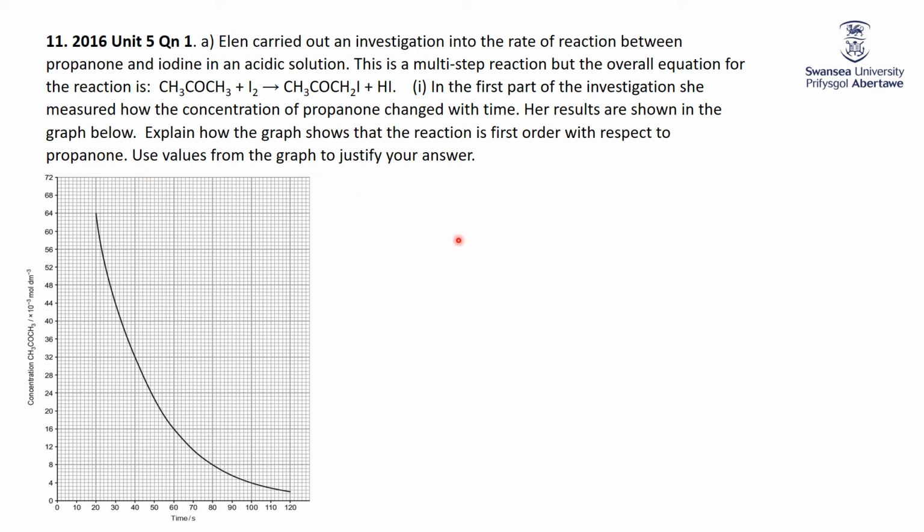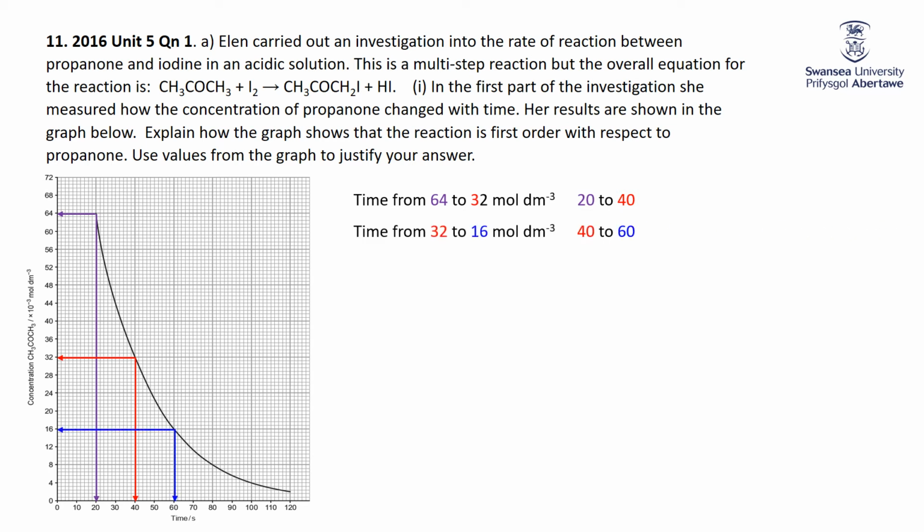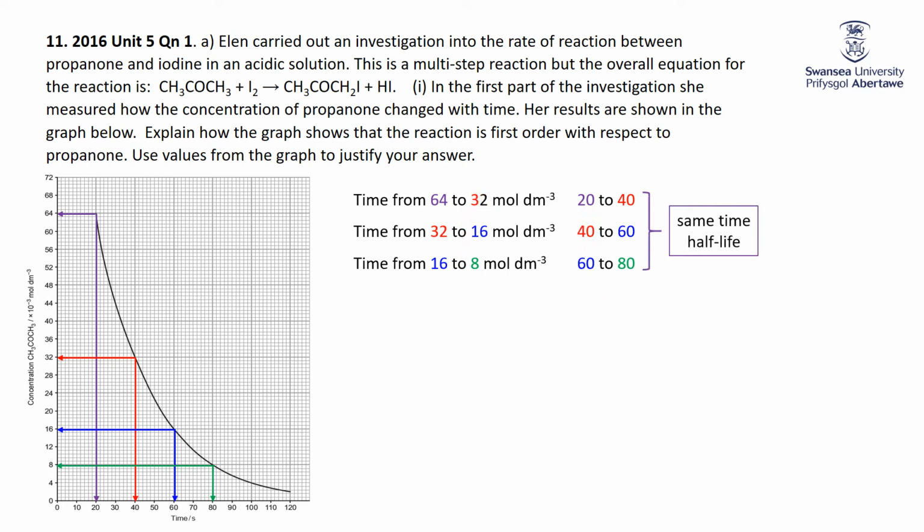Unfortunately, of course, at A level you don't learn the real way to demonstrate this. So we're just going to fudge it, in two ways. First, if we start at 64, that's at 20 seconds, and then we halve that to 32, that's 40 seconds. Then we halve from 32 to 16, and that goes from 40 to 60. Then from 16 to 8, it goes from 60 to 80. So each halving has the same time of 20 seconds. So the constant half-life throughout the reaction is a feature of a first order reaction.